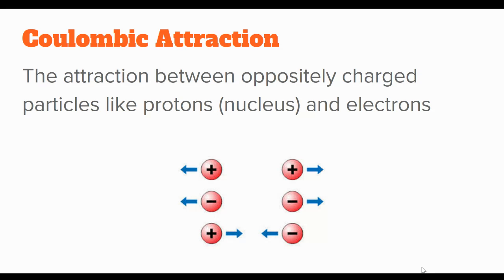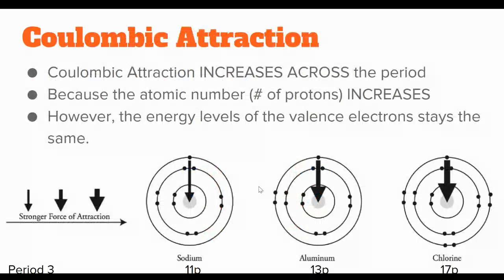Okay, so here's just a simple picture, and it also shows that like charges repel, which would be Coulombic repulsion, but we're going to keep moving. So let's go more in depth into Coulombic attraction. So let's look at how Coulombic attraction is affected as you go across the periodic table.